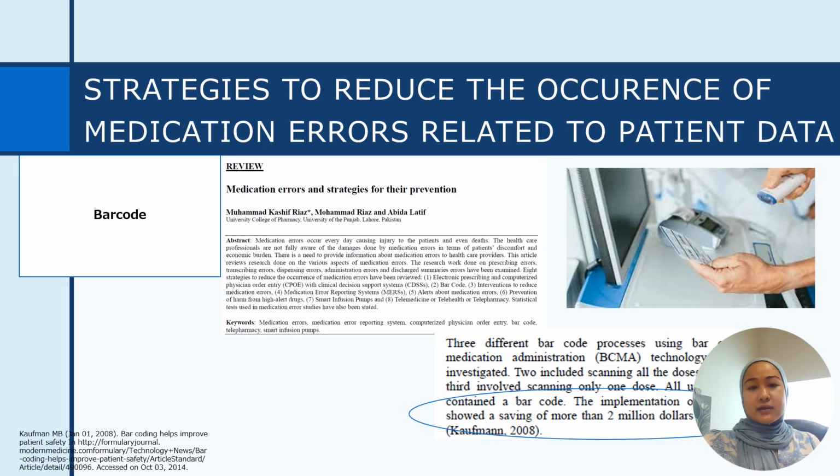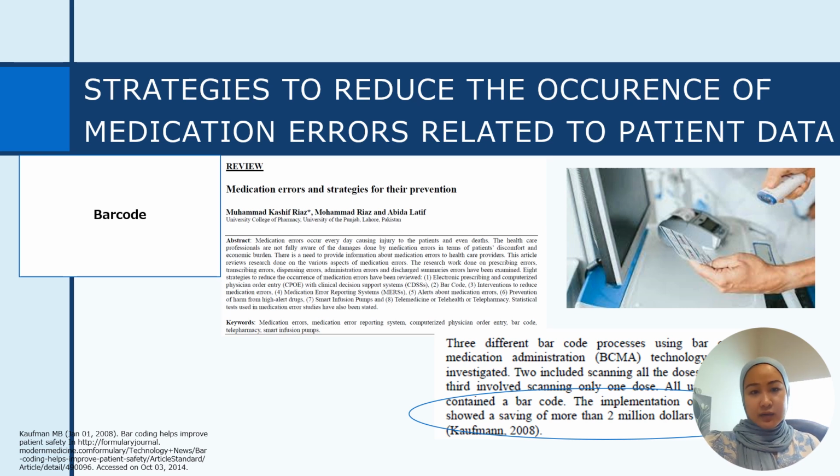And the second one is the barcodes. It can reduce medication error and improve patient safety. Barcodes can include the identification number of the drugs, brand name, packaging size, expiry date of the drugs, and also the batch number. The FDA recommended the use of barcodes in 2003, which came into effect in 2006.